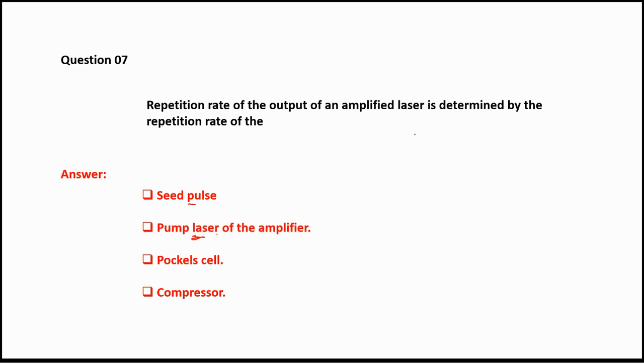So if you want to say what is the thing that affects it, we can just say that the repetition rate of this amplified laser, which is the output, depends only on the repetition rate of the pump laser. Okay, so these are the wrong options because they do not have any inherent incident light with them, and the seed pulse. So the output will totally depend on the pump laser of the amplifier. Okay.